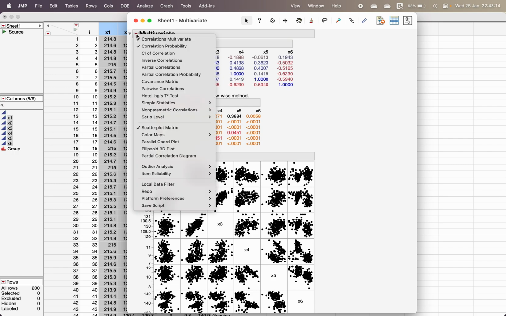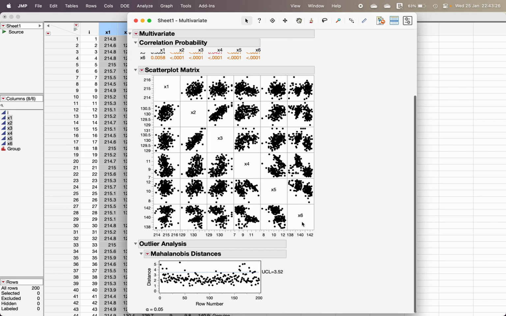Now under this red triangle, click on outlier analysis and select Mahalanobis distances. Mahalanobis distance is used to check for multivariate outliers. After clicking on Mahalanobis distance, a UCL, or upper control limit, is determined by the software for the given data, which is 3.52 in this particular case. All the data points which are above this line are the outliers. And these are the multivariate outliers. These are not the univariate outliers.